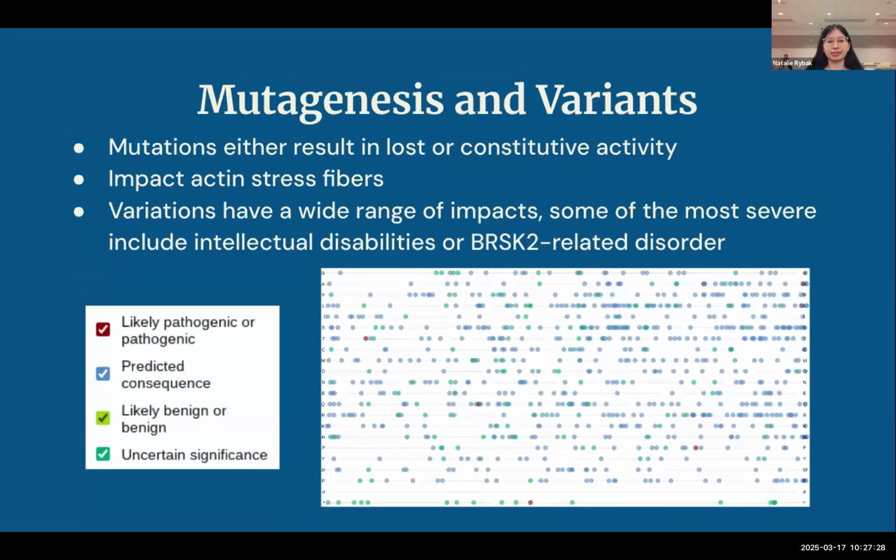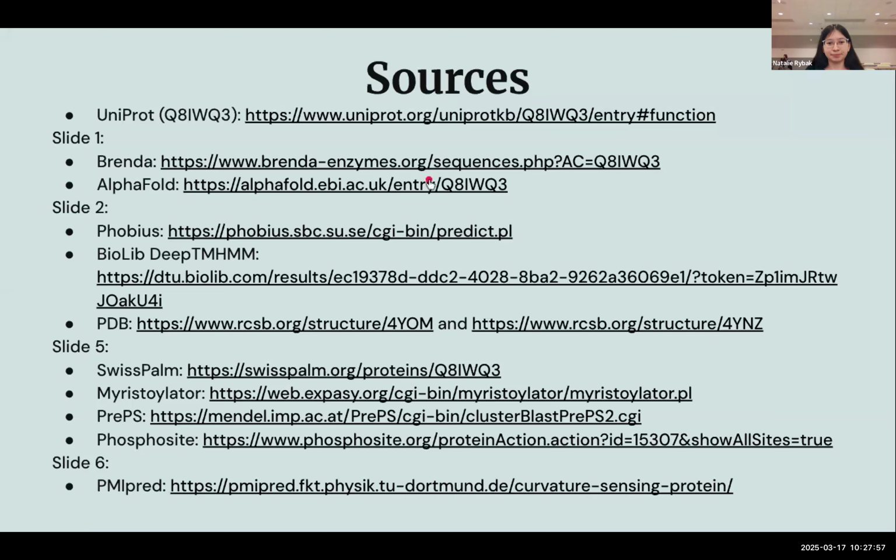And then finally, the mutagenesis and variants. Basically, all of the mutations of this protein either completely shut it off or completely turn it on. And there's over 800 variations, which you can see. This is the figure from UniProt that it gives you for the variants. The variants have a very, very wide range of impacts, ranging from pretty much no impact, but a lot of the more severe ones are intellectual disabilities as part of what's called BRISC2 related disorder. So yeah, and then these are my sources.